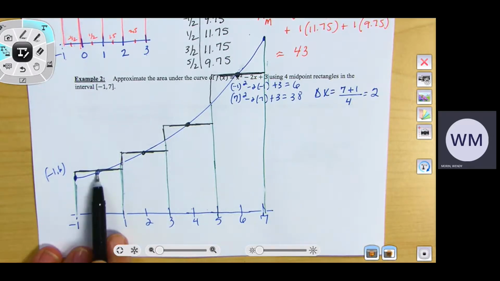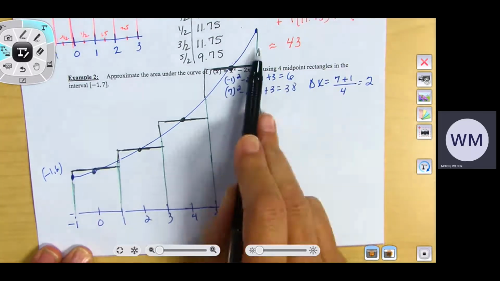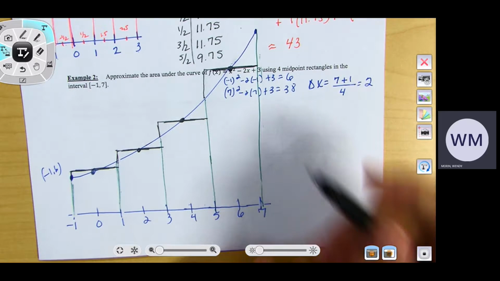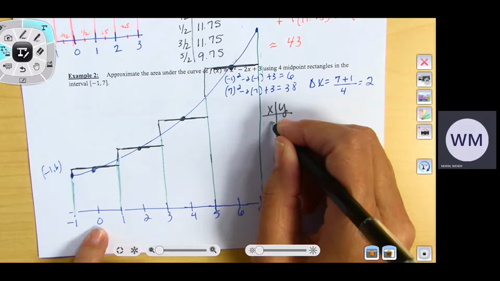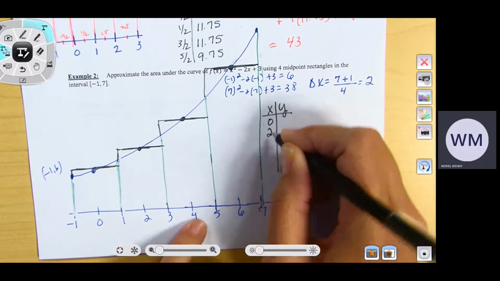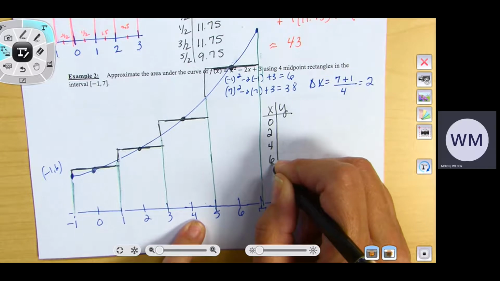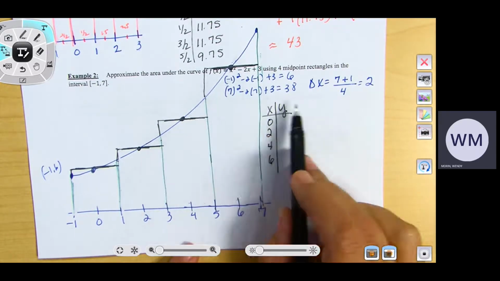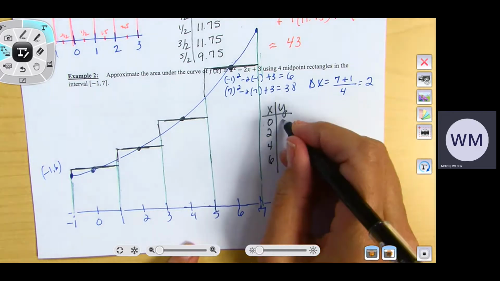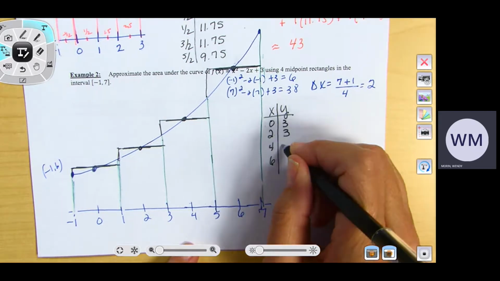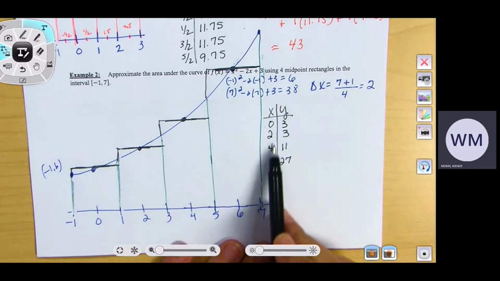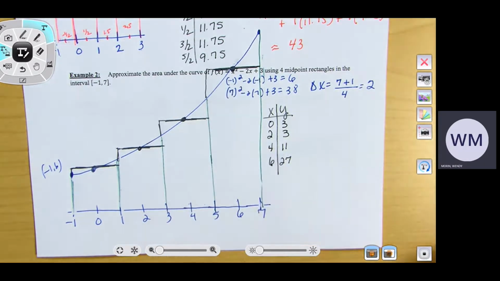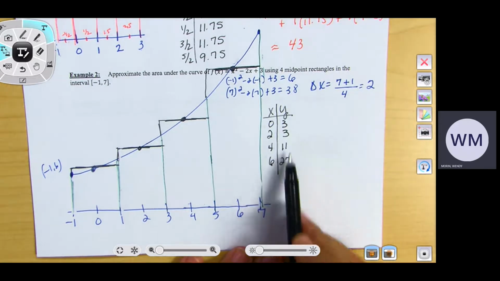So 0, what's the height? Well, the height is the y value on that curve. So let's make our table again. I'm using 0, 2, 4, and 6, and plugging them into the original equation, the f of x, and I get 3, 3, 11, and 27. I already had those done, obviously, that's why I got them so fast. But you can check. Plug 4 into the original equation, and you'll get 11. So these are the heights of my rectangles.